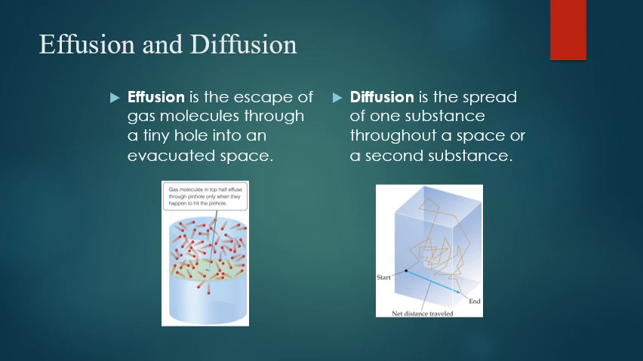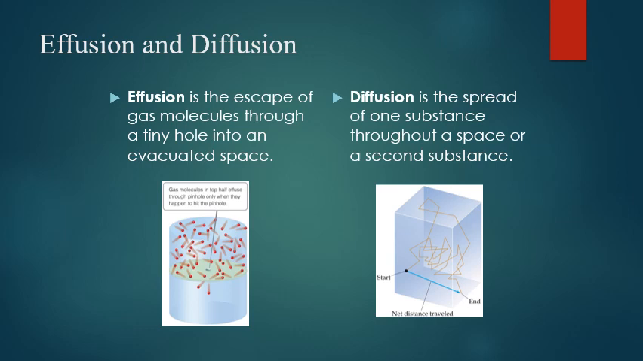So when we start to look at a couple of processes, we have effusion and diffusion. Now, please notice the diffusion that we're talking about here with the gases is completely different than the diffusion that you do in biology when you're talking about crossing a cell membrane. There is no cell membrane involved in this. There's no area of high concentration and low concentration. You're just simply spreading randomly one substance throughout a space or a container.